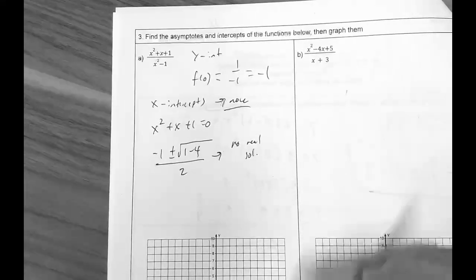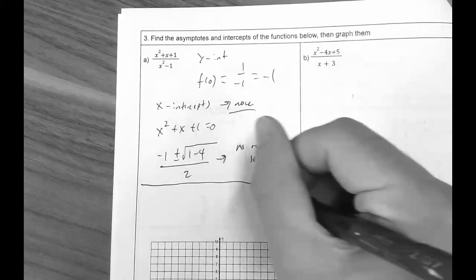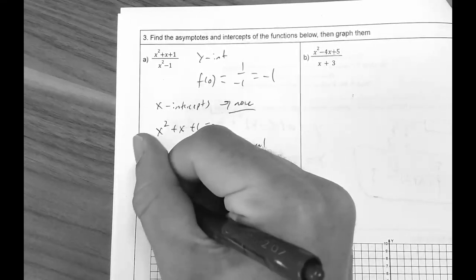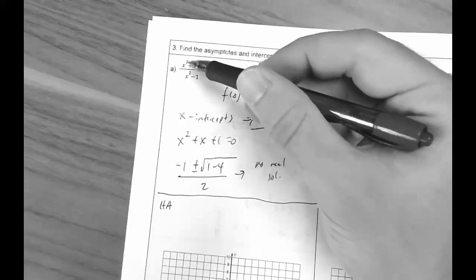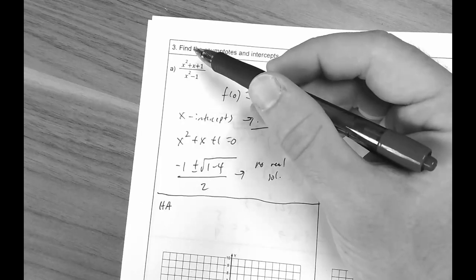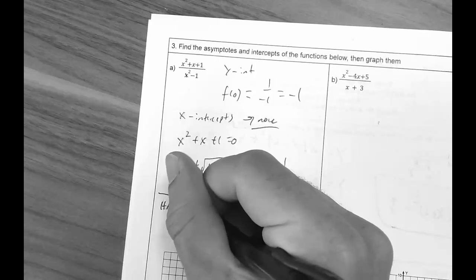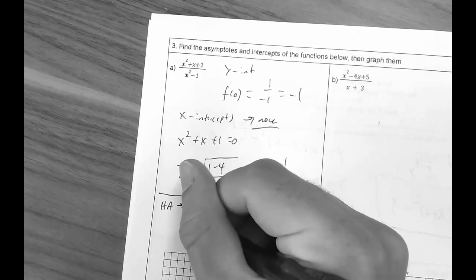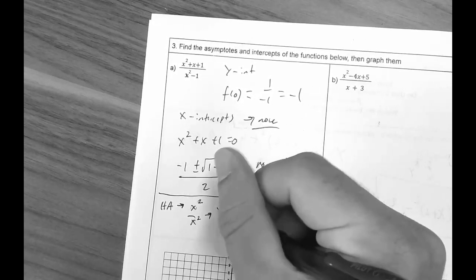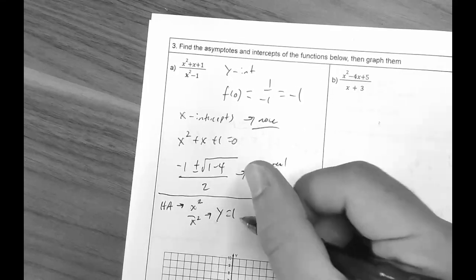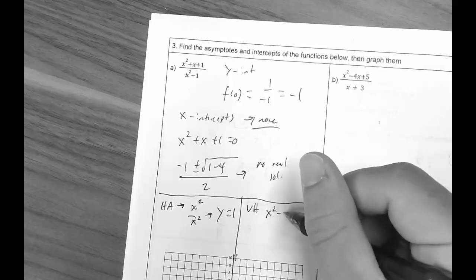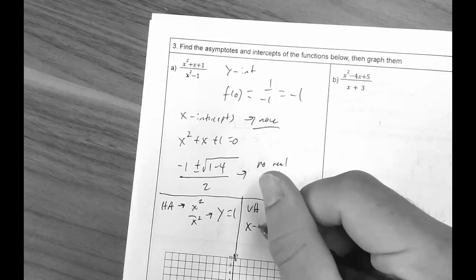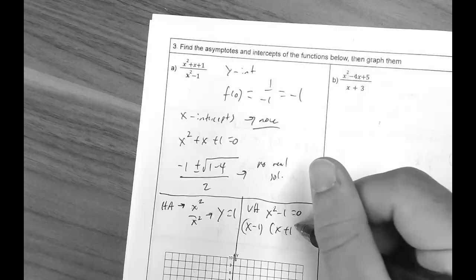Okay. Then we've got the horizontal asymptote. Because the degree of the numerator and denominator are the same, you divide the coefficients. So we have a horizontal asymptote, because it's x squared over x squared, at y equals 1. And then we're going to have vertical asymptotes when the denominator is 0. So x squared minus 1 equals 0. So we're going to have x minus 1 and x plus 1, so x equals 1 and x equals -1.